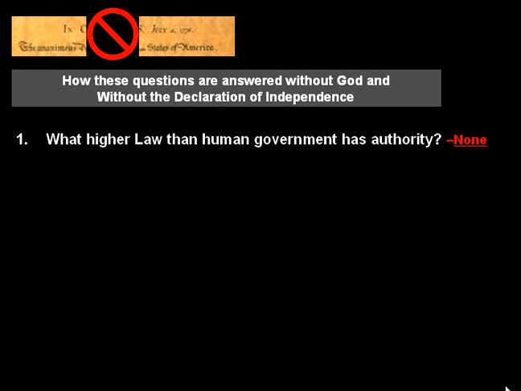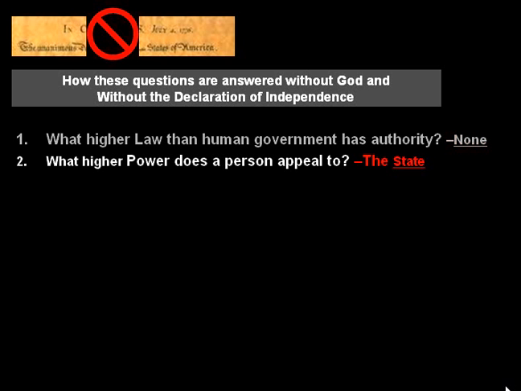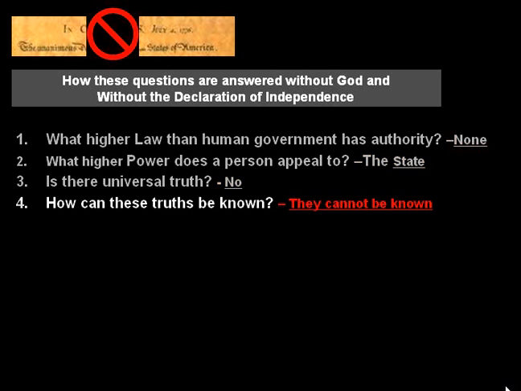What higher law than human government has authority? None. In other words, the government's the highest authority. What higher power does a person appeal to? Well, the only power that people can appeal to is the state. Is there universal truth? No. How can these truths be known? Well, they cannot be known if there's nothing that's universally true.